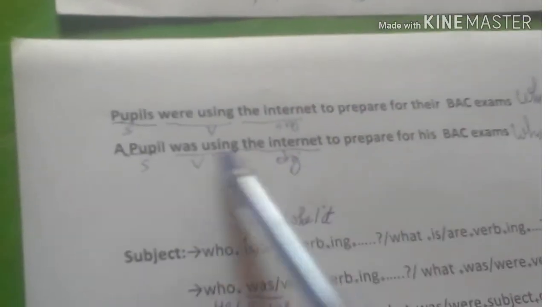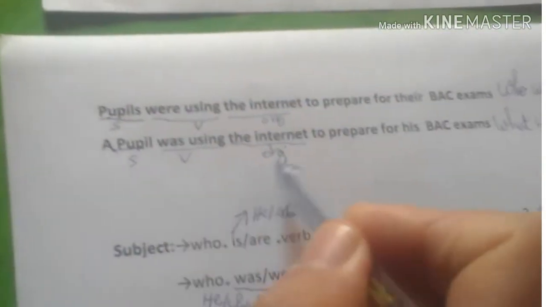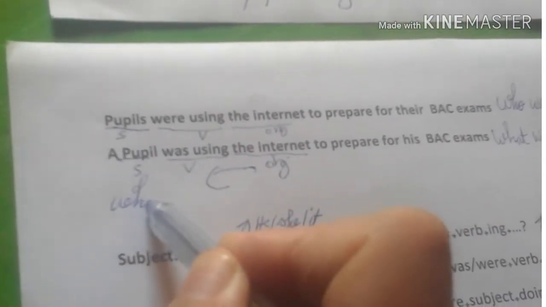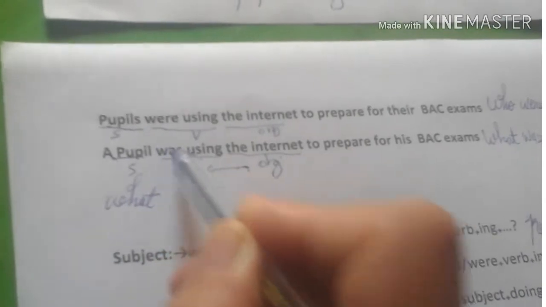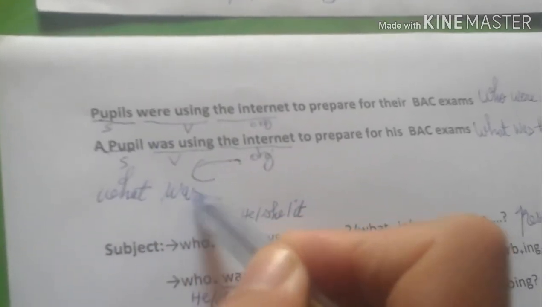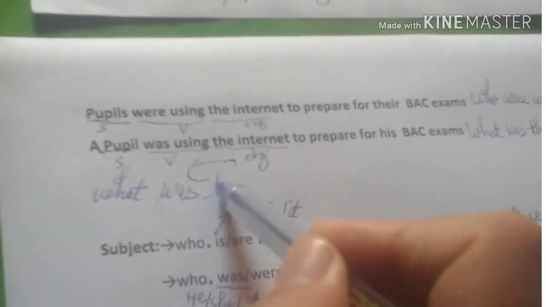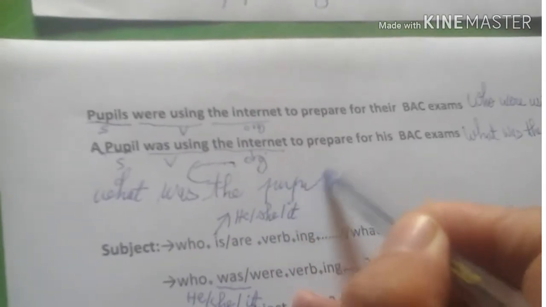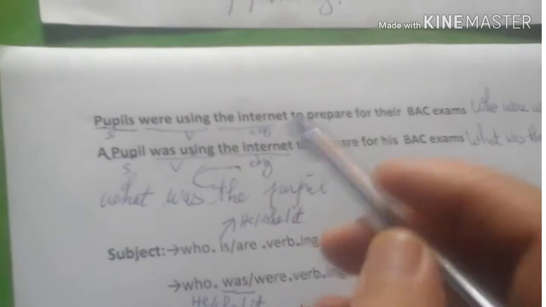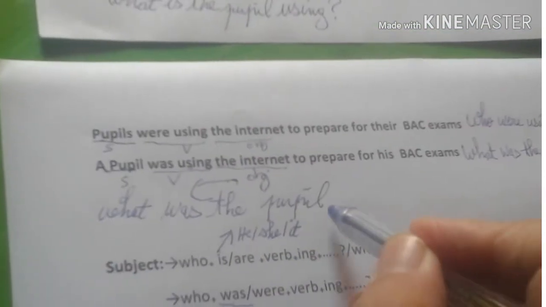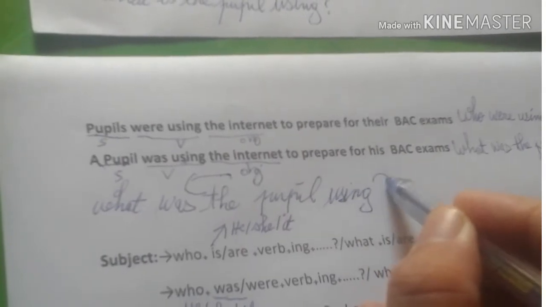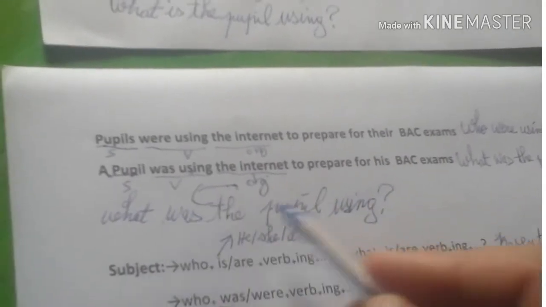Here we ask about the object in the past continuous. We ask about the object, we say what was plus subject, what was the pupil using. What was the pupil using?